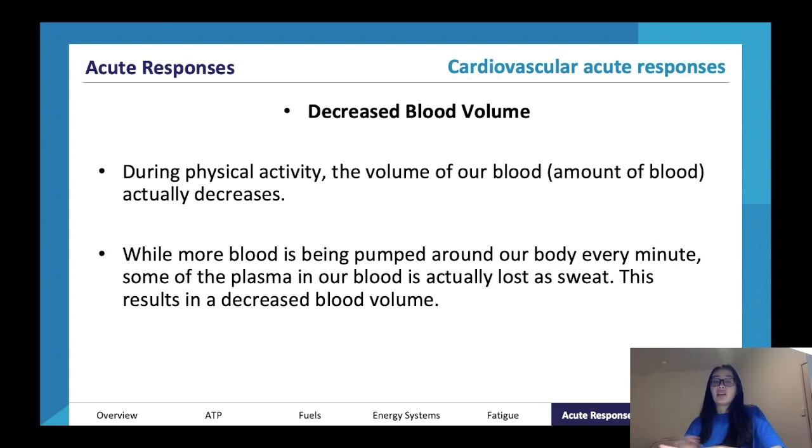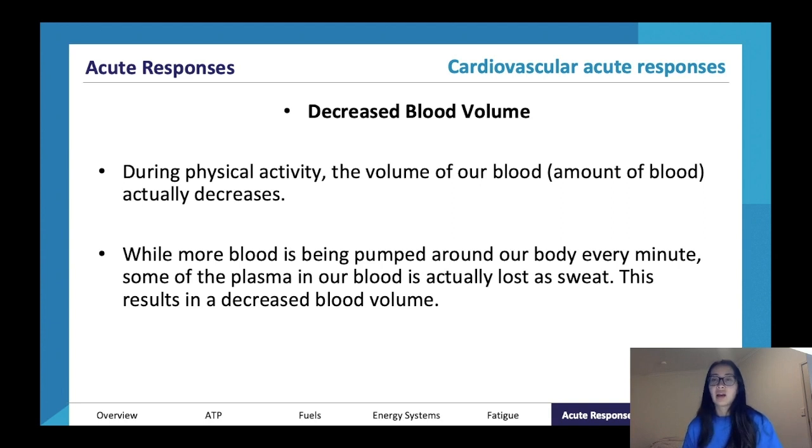This means more blood goes toward our skin, and then it undergoes evaporation. So it evaporates, and this allows some of our plasma to be lost as sweat. And so this cools down our body. This evaporation process cools down our body. However, it does result in a decreased blood volume.